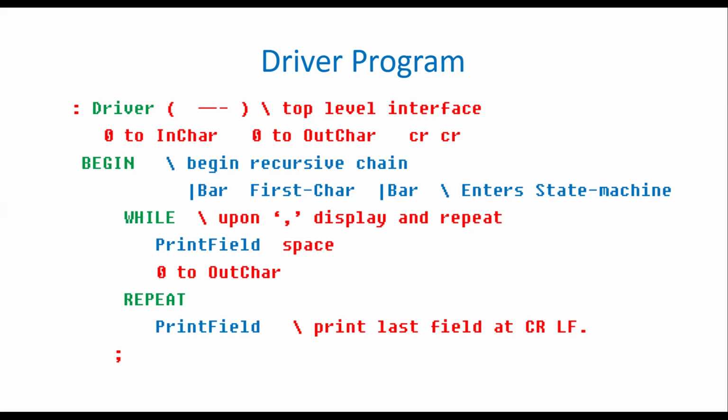Upon reaching the carriage return, the repeat function is passed over, and we print the concluding field. So that print field at the bottom executes only at the very last field in a line.